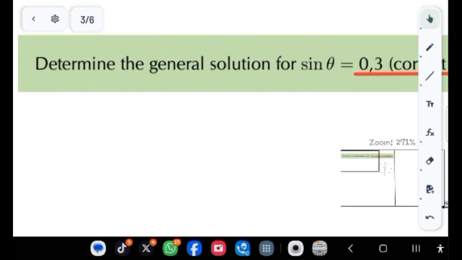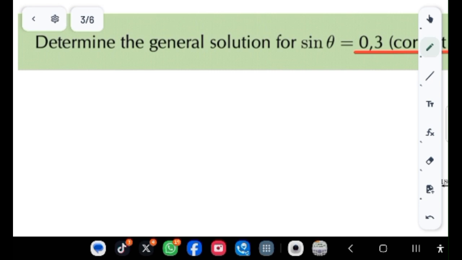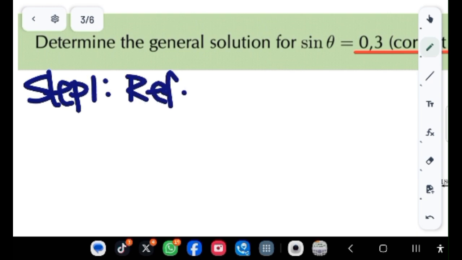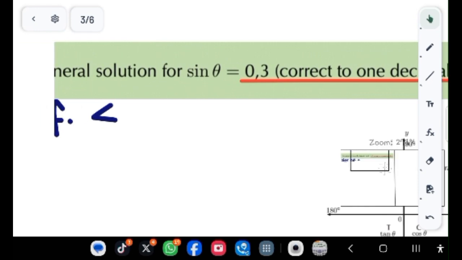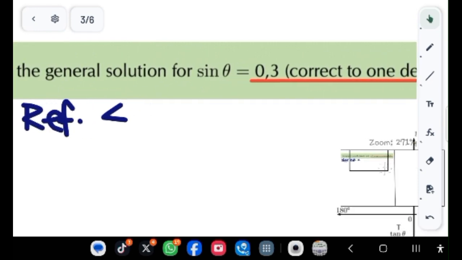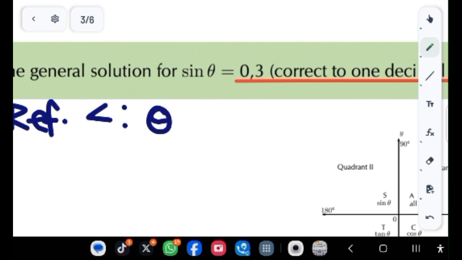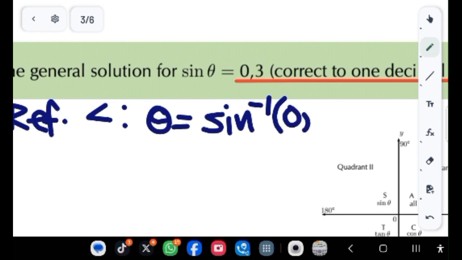Step number 1, we find the reference angle. How do we find the reference angle? What you do is you take your angle theta, which for this one will be equal to sine to the minus 1, or whatever trigonometric ratio, of 0,3, the right hand side. Make sure that whether this is positive or negative on the right hand side, you enter a positive value when you're finding the reference angle.